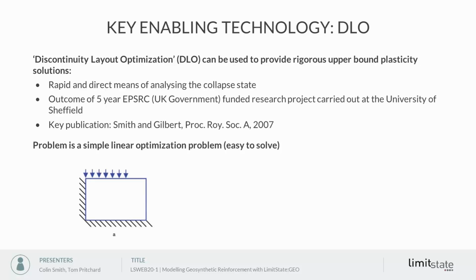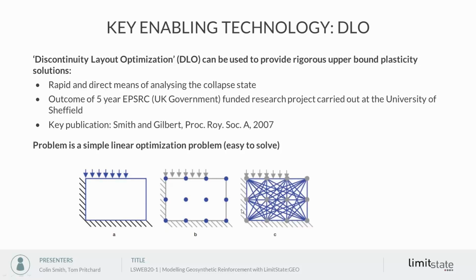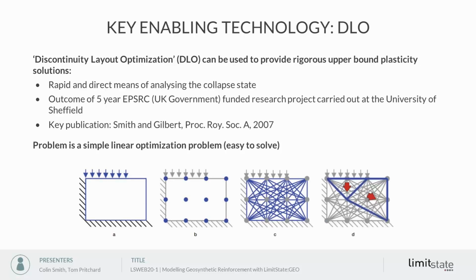If we have a domain here, which is a rectangular block of soil with a load on it and fixed boundaries to the left and to the base, what we do is we populate the domain with nodes. It's not an element-based method, it's a node-based method. In this case, we've got an array of 4x3, 12 nodes. In principle, we connect every node to every other node with a potential slip line, and then we utilize optimization to pick out of that set of potential slip lines the critical mechanism that dissipates the least energy. And that gives us our critical collapse mechanism.